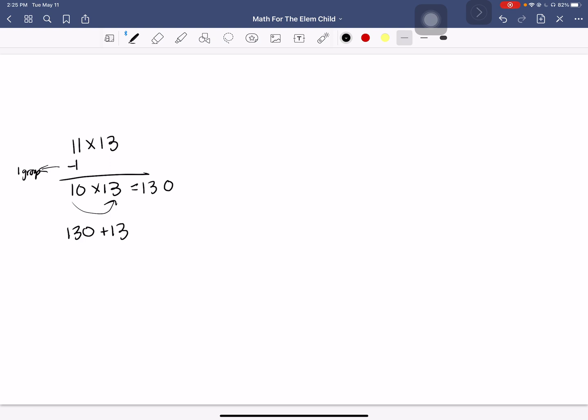So we have 130 plus 13, and 13 is not an easy number to work with either. So if we split it up, we know by place value that we have 10 and 3. So 130 plus 10, now it's 140. We have 3 left over, then we add that 3. Now we have 143.